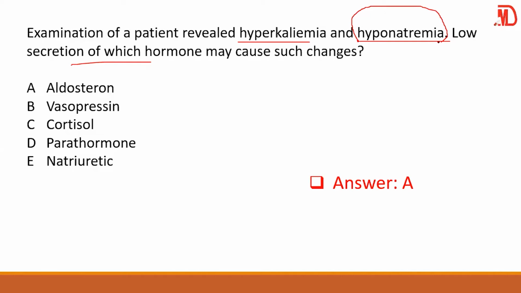Okay, because aldosterone is involved in what? In the retention of sodium in the blood vessels. So if it is not secreted enough, what it means is that sodium will be excreted from the blood. So your answer is A.